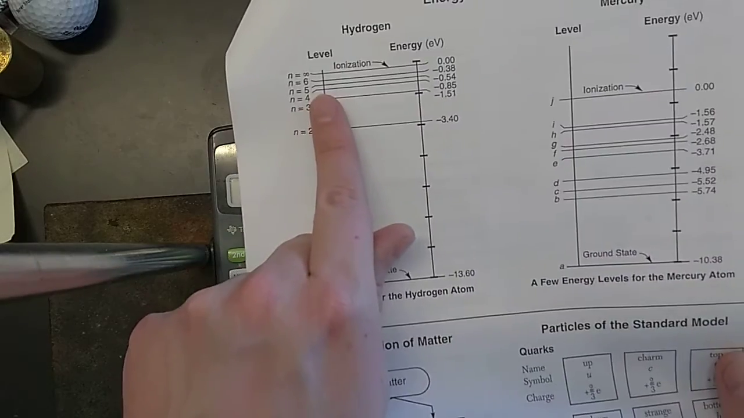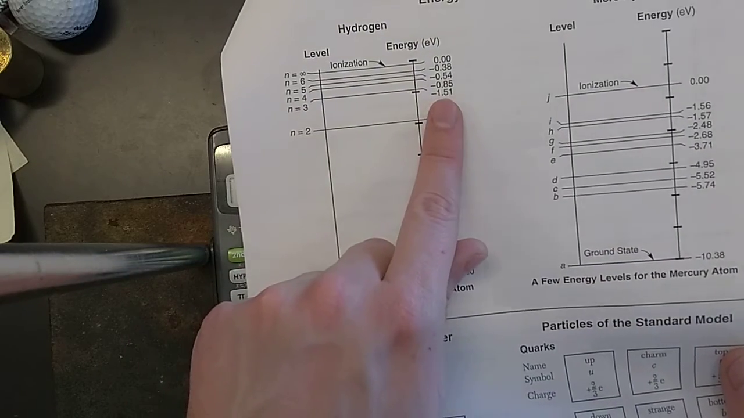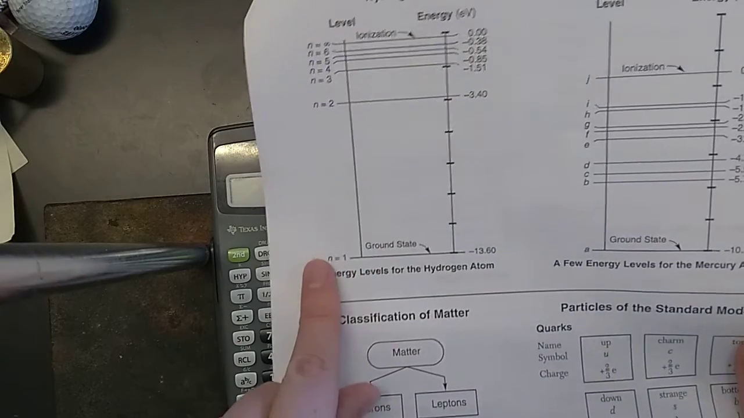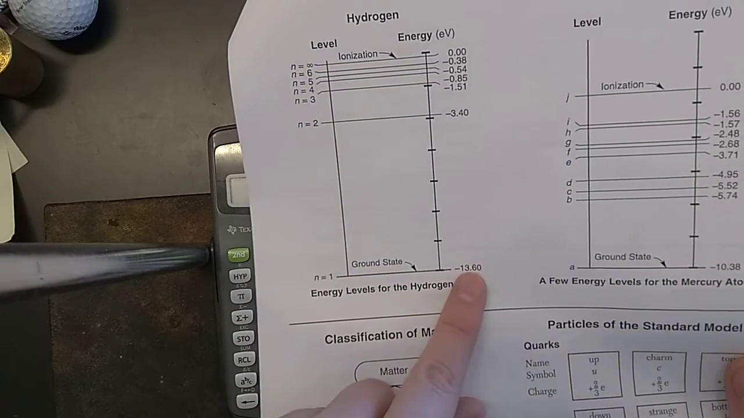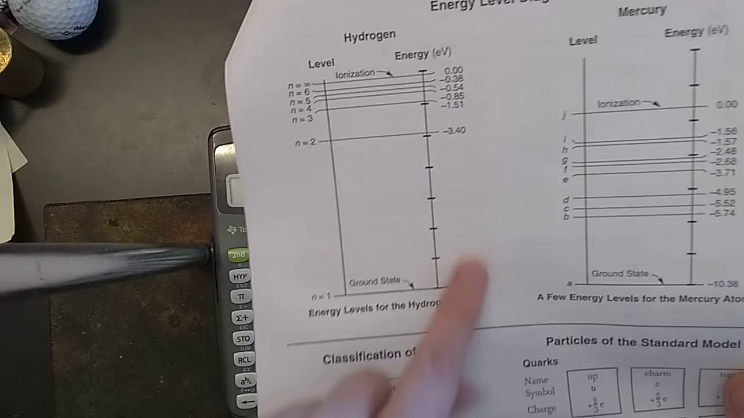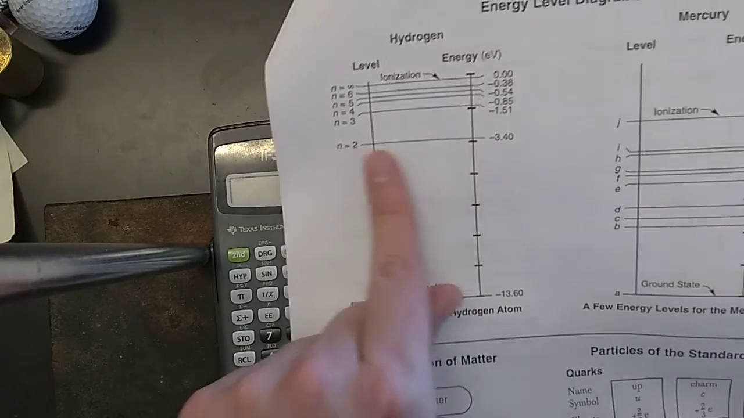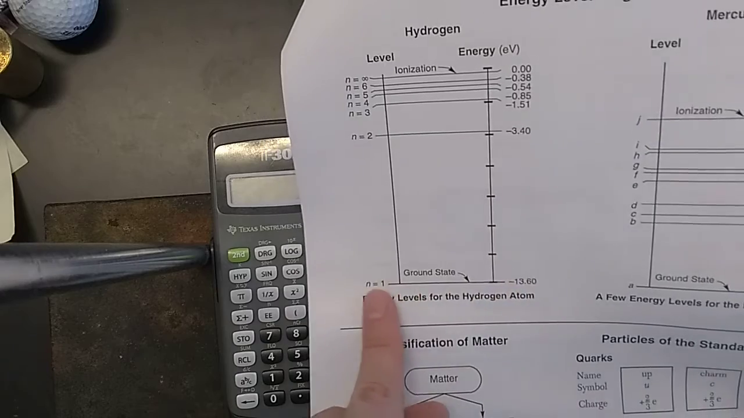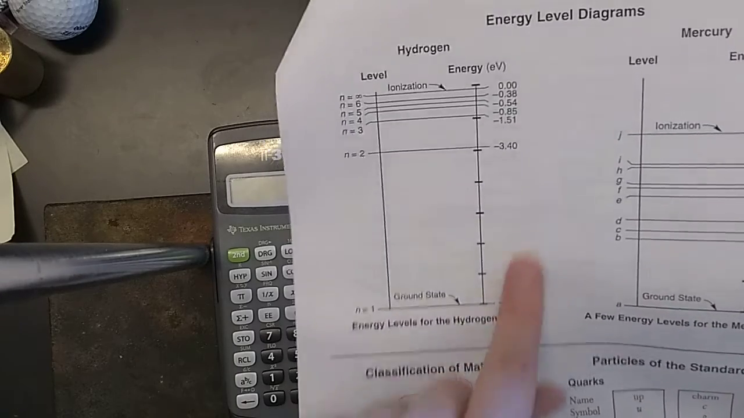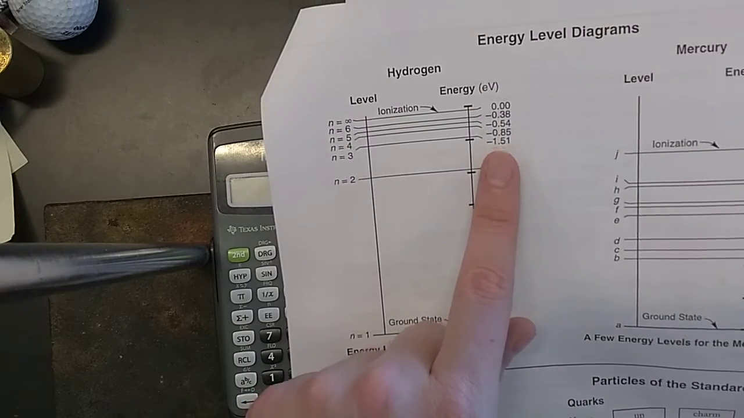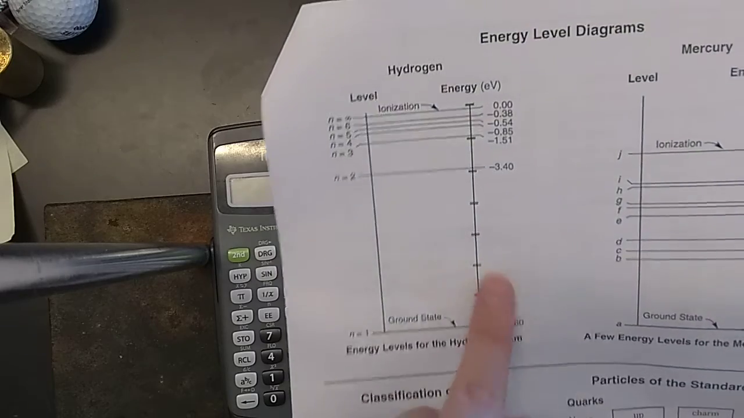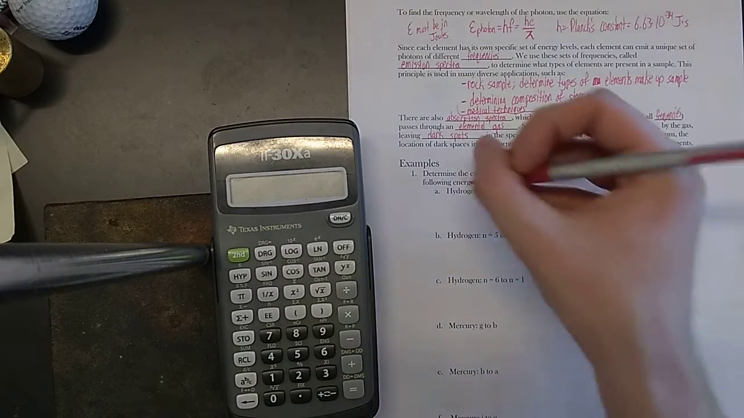N equals 3 is at an energy level of negative 1.51 eV. N equals 1 is at an energy level of negative 13.6 eV. We need the difference between those. It's not just going to be negative 1.51 because that's n equals 3, or negative 13.6 because that's n equals 1. These really have no value other than we need to know the difference between the two of those. So here's how we start.